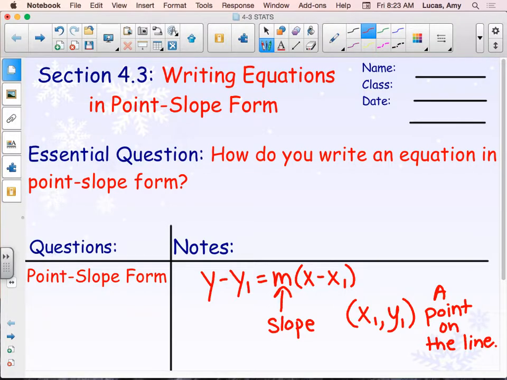So just like our other equations, we do typically have a variable x and a variable y in our equation. Those are the first y right here and the first x right here. So the numbers that we will be replacing would replace the x1 and y1 and the letter m.